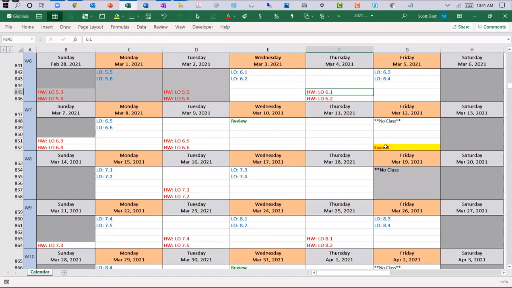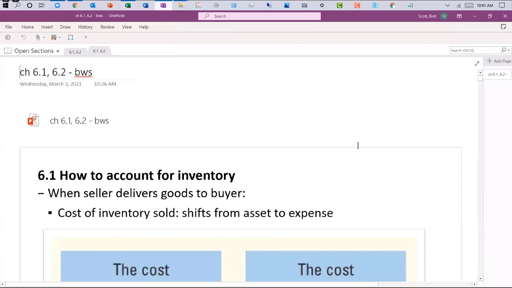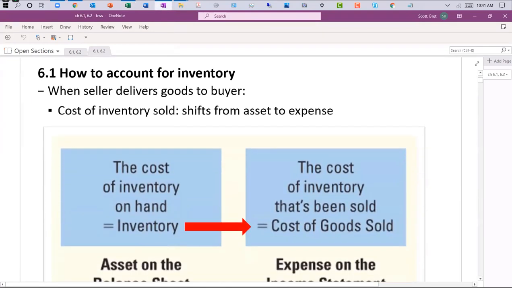We have our third exam coming up in about a week and a half, so we have a lot to cover here. Make sure that you are staying ahead, or just keeping yourself in the game as much as possible. So, chapter 6, we're going to talk about inventory.